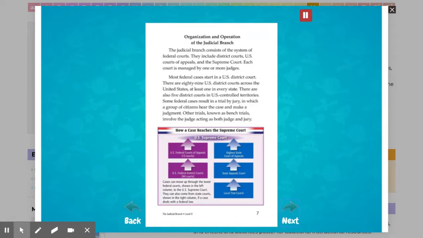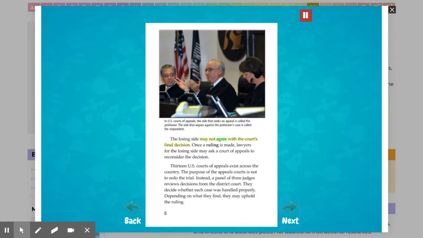Some federal cases result in a trial by jury, in which a group of citizens hear the case and make a judgment. Other trials, known as bench trials, involve the judge acting as both judge and jury. The losing side may not agree with the court's final decision. Once a ruling is made, lawyers for the losing side may ask a court of appeals to reconsider the decision. 13 U.S. courts of appeals exist across the country. The purpose of the appeals courts is not to redo the trial. Instead, a panel of 3 judges reviews decisions from the district court. They decide whether each case was handled properly. Depending on what they find, they may uphold the ruling.